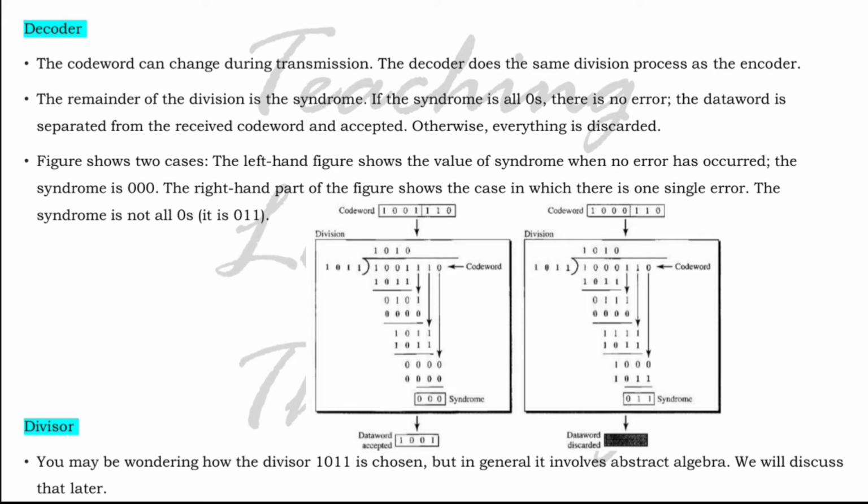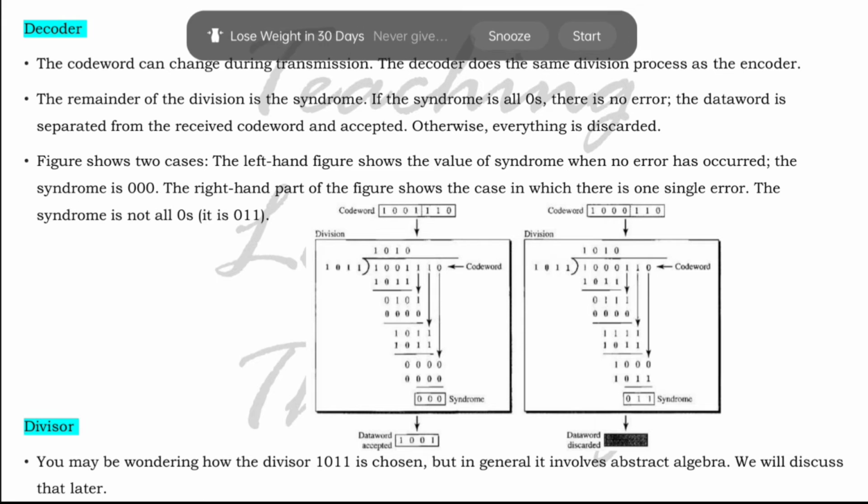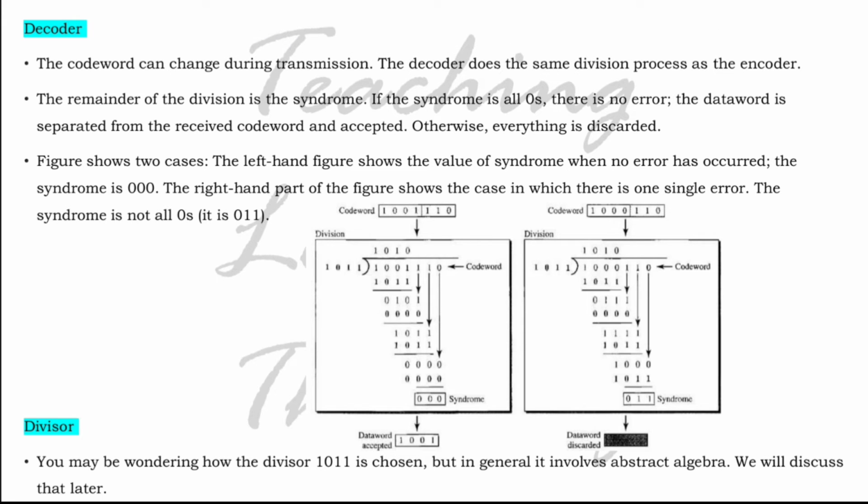And you may be wondering how the divisor 1011 is chosen. In general it involves abstract algebra, so we can discuss it later. So it is just an example. If you are writing an example, you can take a similar example like this.